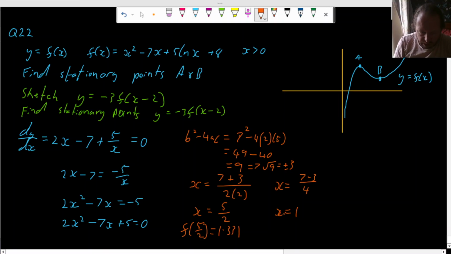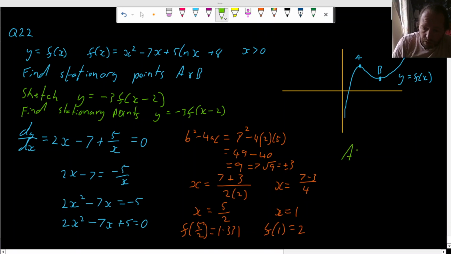And then when we do f of 1, we get 1 squared minus 7 plus 5 ln 1 plus 8 equals 2. And so we can now write in our answers here of A and B.